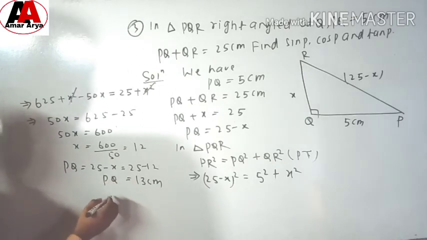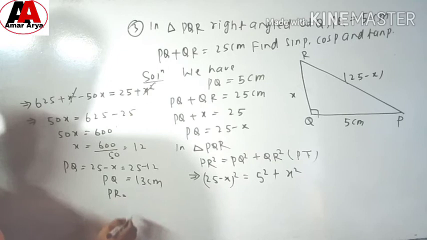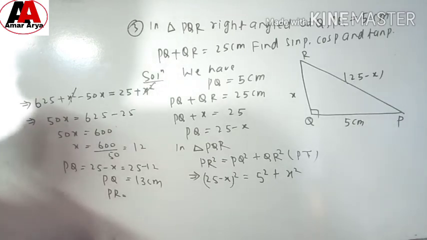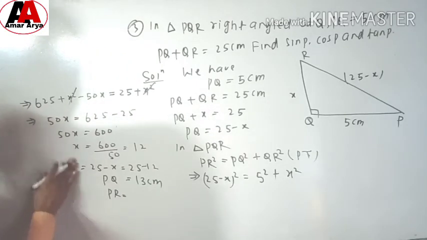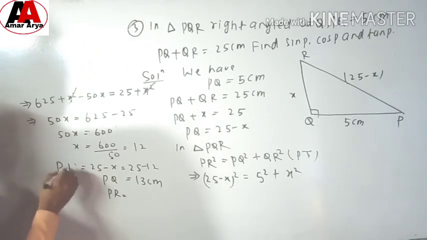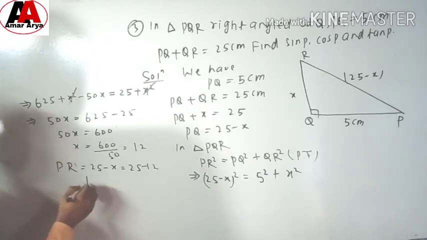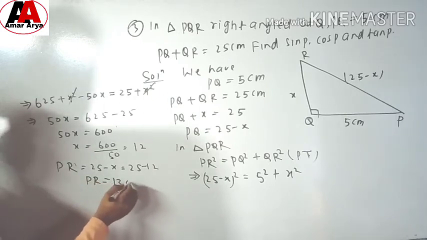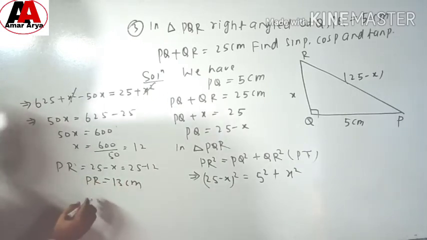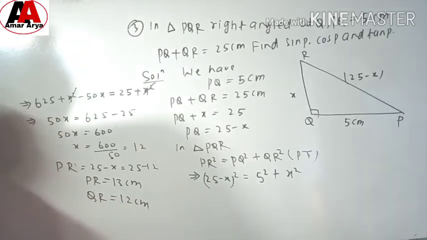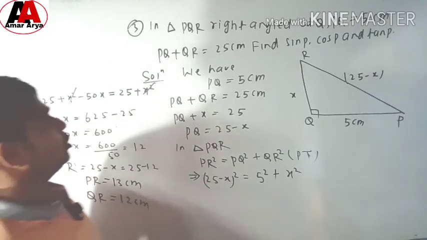The value of PR is 13 centimeter, and QR equals 12 centimeter. Now we need to find sin P, cos P and tan P.